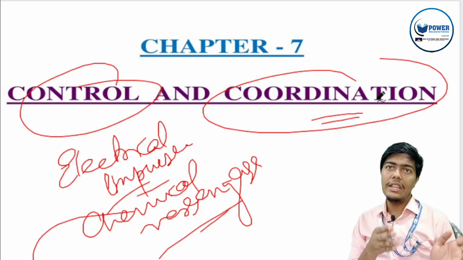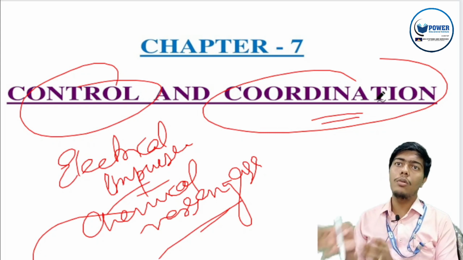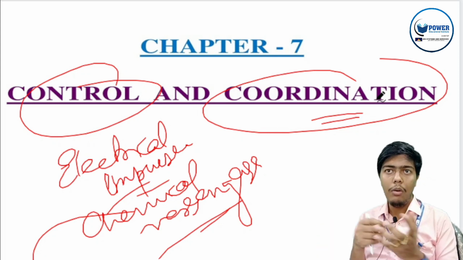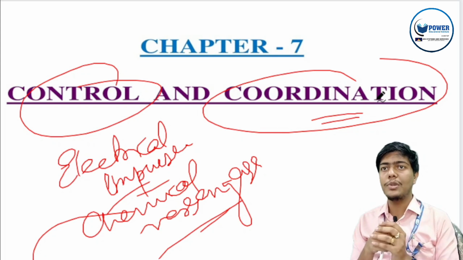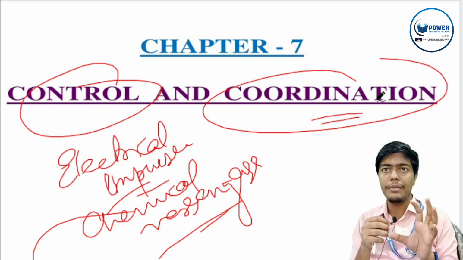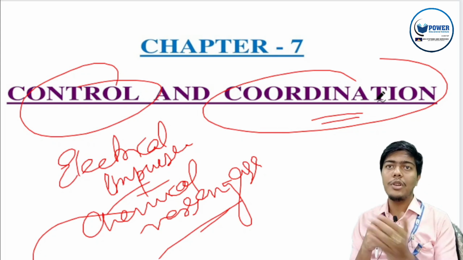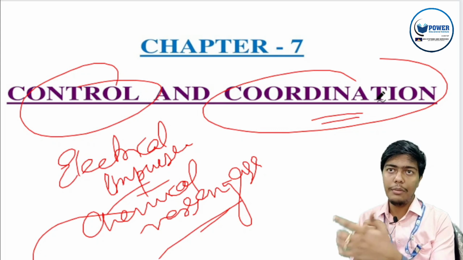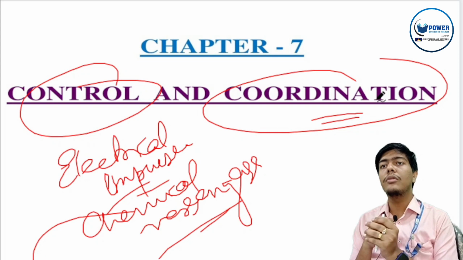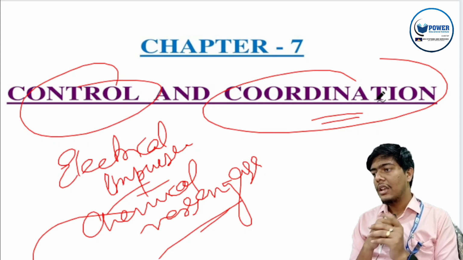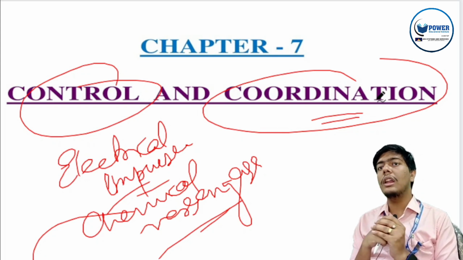Like your digestive system and circulatory system are interrelated. How? Because at the end of digestion, in the phase of absorption, all the simpler substances are absorbed into the circulatory system, and that circulatory system is circulating all the essential nutrients into all the cells. So these two are connected.